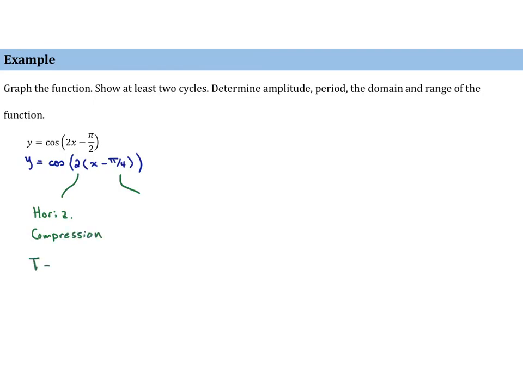So the period originally is 2 pi, but it's being compressed by a factor of 2. We are subtracting pi over 4 from x, so that means that we're going to move our function's graph right pi over 4 units. And that would be, if you remember, what we call in trig a phase shift.